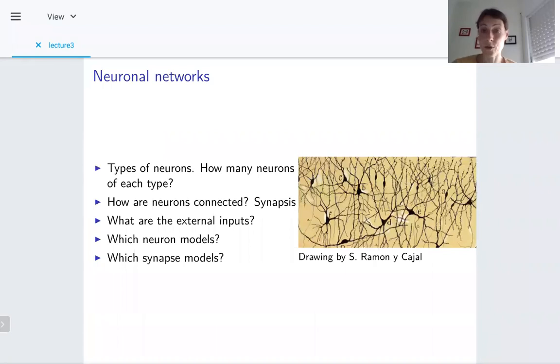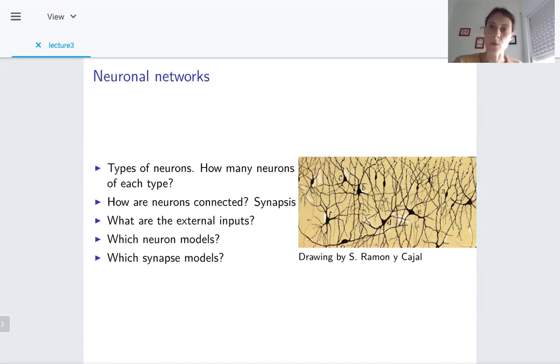So as I said, the topic for today and for the next session is going to be neuronal networks. And when we talk about neuronal networks, we know that the neurons are not isolated in the brain. They make connections with nearby neurons, or not necessarily nearby neurons. So when we build a network, the ingredients that we need are to know what type of neurons we have in our network, and how many neurons of each type. And also we need to know how these neurons are connected. In particular, let me tell you that the connections between neurons are called synapses. And then we need to know what is the external input that this network receives.